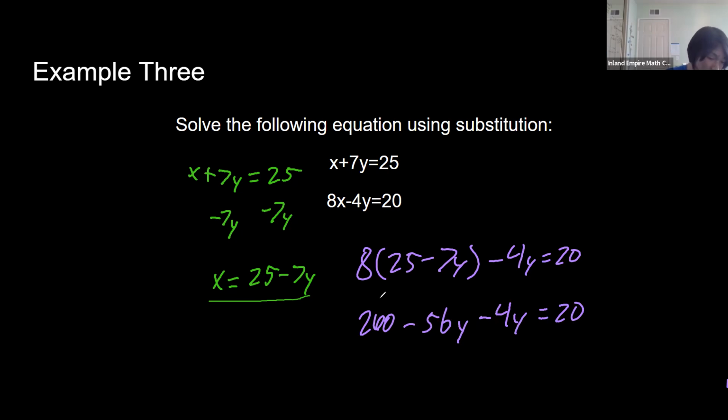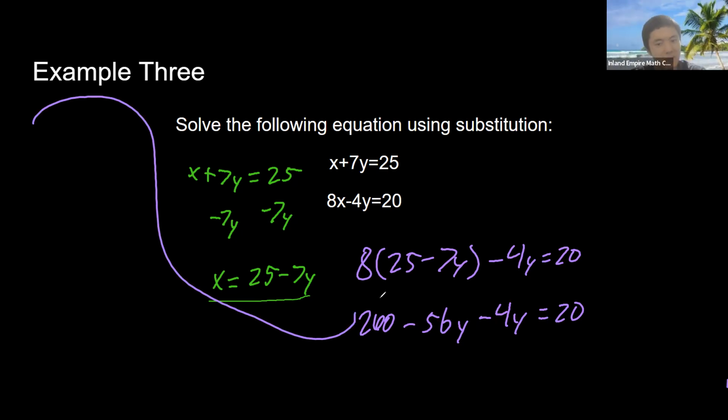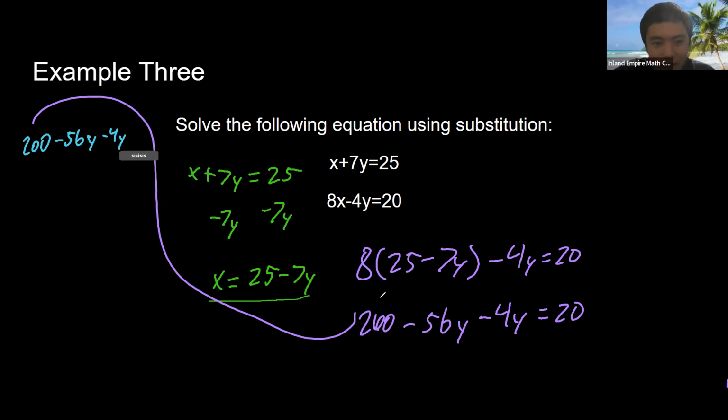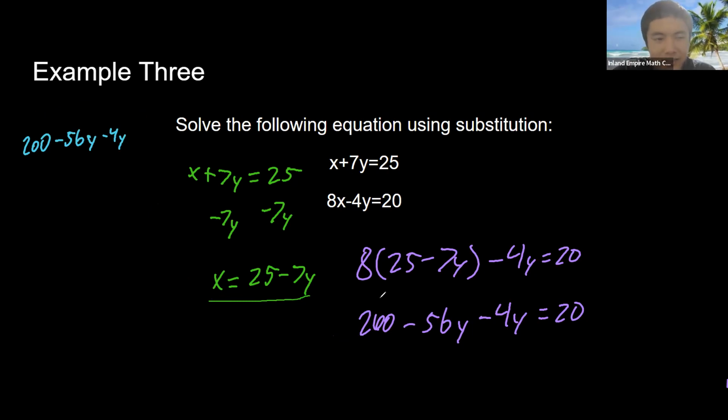Here, let's move this over to the corner. Running out of space. I'm going to rewrite it. You're on the right track, Kaden. 200 minus 56y. Well, Kaden, if you have 60 apples and I take 56 away from you and take 4 away from you, how many apples did I take away?